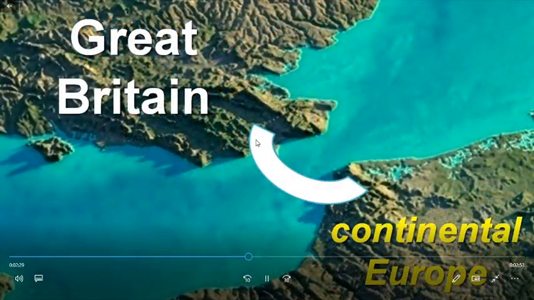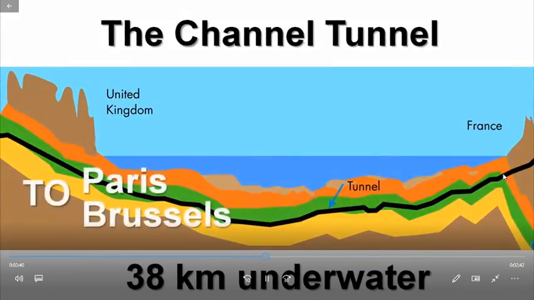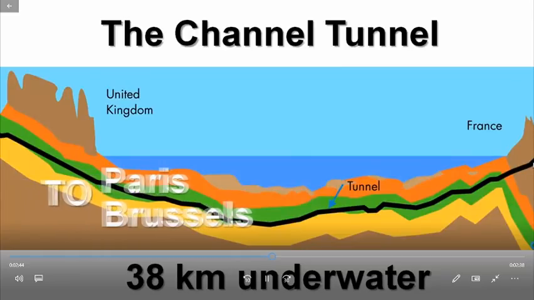Even though Great Britain is an isle, it is connected to continental Europe by the Channel Tunnel, which is about 38 kilometers underwater. So, from London, trains go through the Channel to Paris in France and Brussels in Belgium.